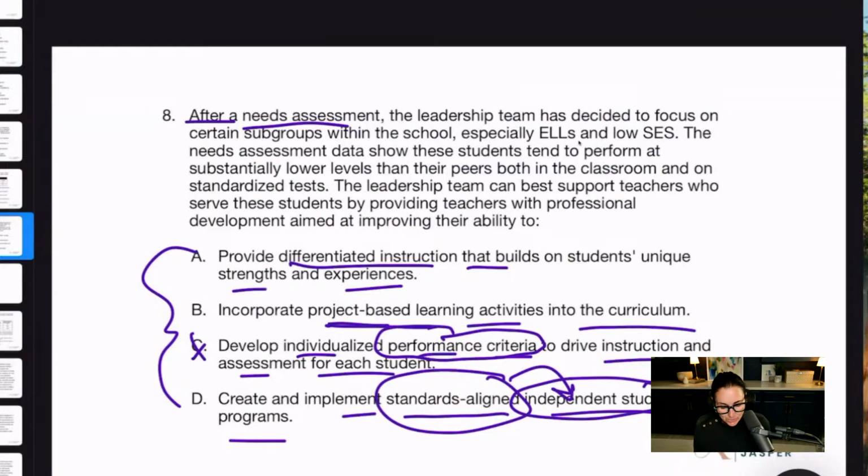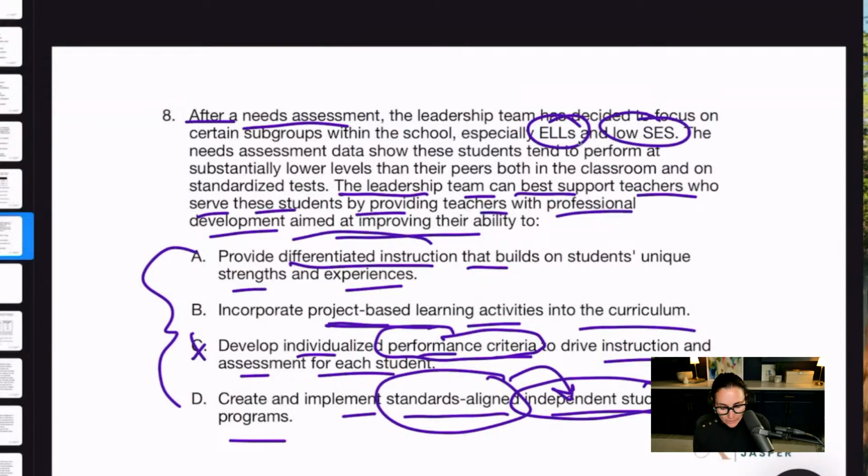Let's have a look at the question stem. The leadership team can best support teachers who serve these students by providing teachers with professional development aimed at providing... All right, I can see here we have ELLs, low SES. What do we need to be doing here? We need to be training teachers in differentiated instruction to meet the needs of our English learners and our students experiencing poverty. Also, differentiated instruction for students within those groups who are high achieving. We want to make sure we're challenging students, and if they are scoring substantially lower than their peers, identifying what we can do and then training teachers to do that.